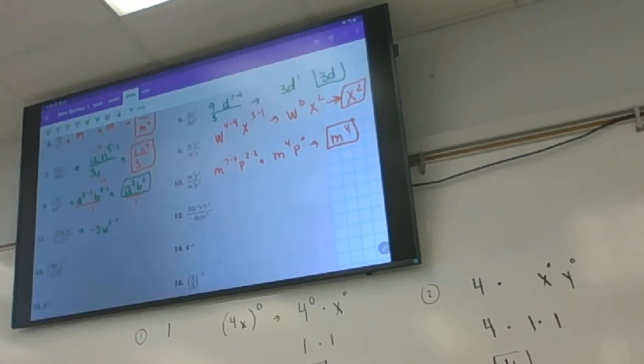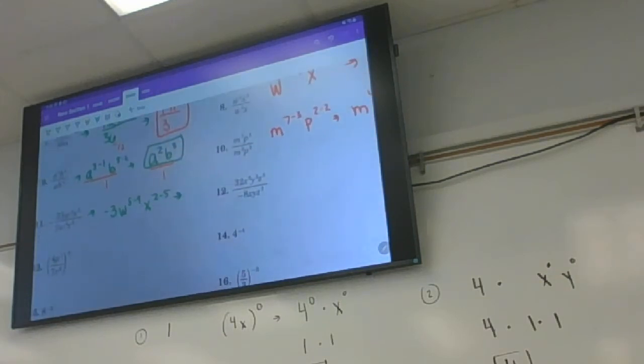W to the 5 minus 4, x to the 2 minus 5. So that's negative 3, w to the first, x to the negative 3. This is not currently a fraction anymore, so there's a 1 down there. I'm going to circle the x, and I'm going to put it in the bottom. Not the negative 3, because it's not a negative exponent. It's just a negative number.